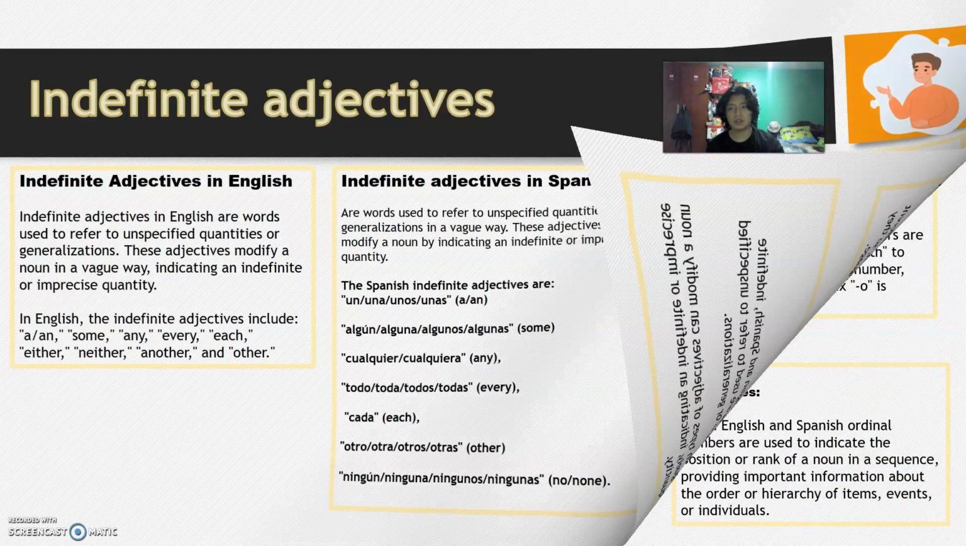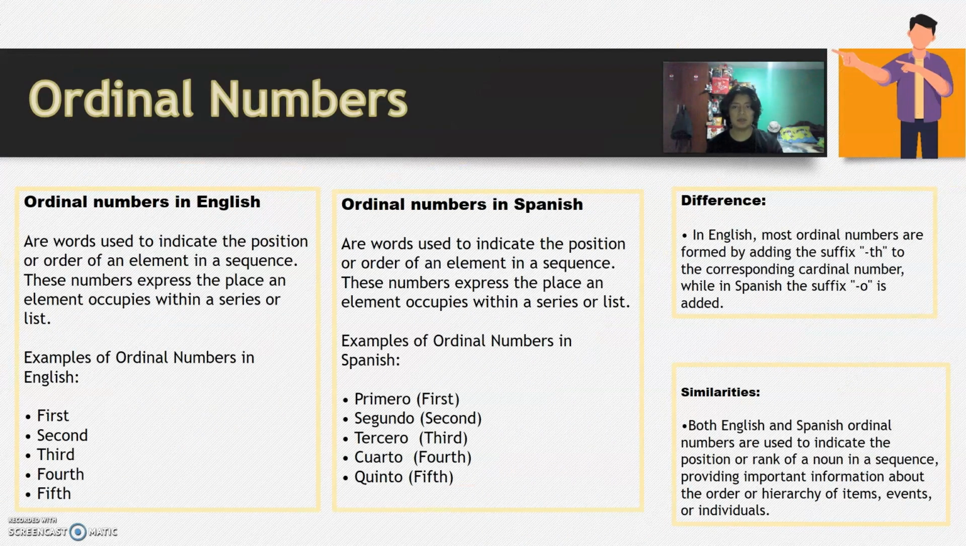Okay? Continue, we have the last, which is ordinal numbers. Ordinal numbers in English are words used to indicate a position or order of an element in a sequence. These numbers express the place an element occupies within a series or list. We have examples of ordinal numbers in English. We have the first, second, third, fourth, and fifth.